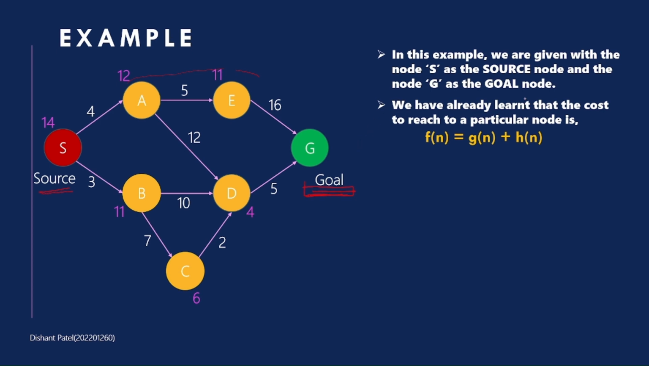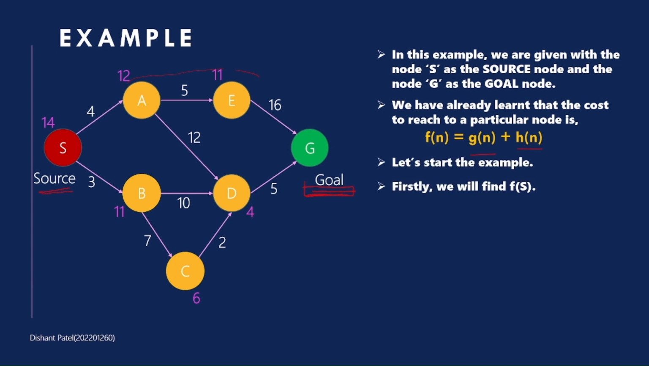We have also learned that the cost to reach a node is denoted by f of n and is equal to the sum of g of n and h of n. Here g of n is the actual value to reach that node from the source node, and h of n is the heuristic function. Heuristic function means an estimated value to reach the goal node from that node.